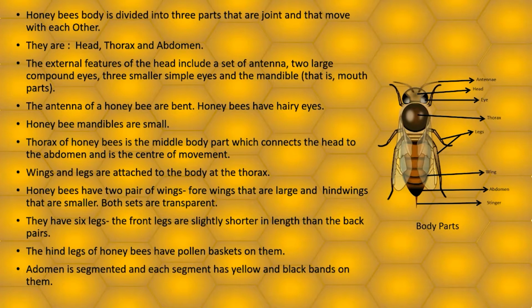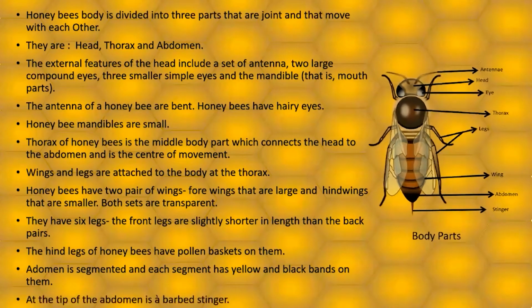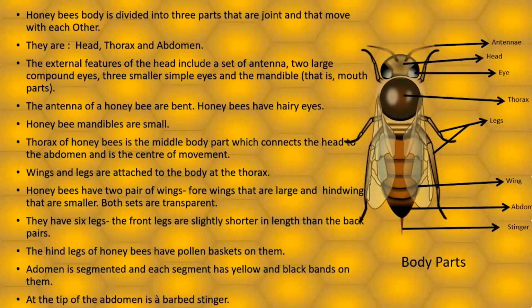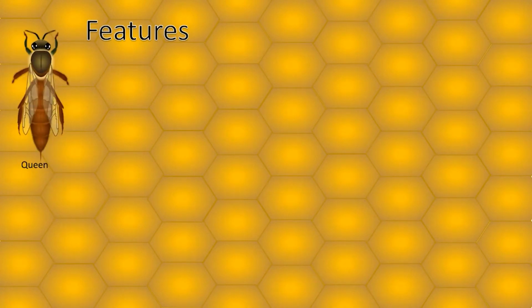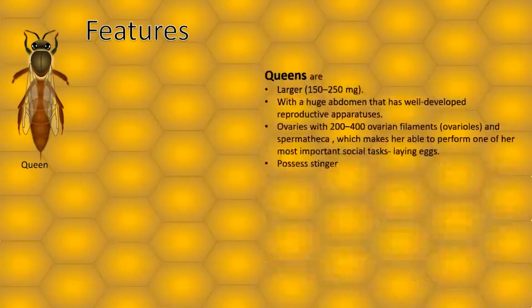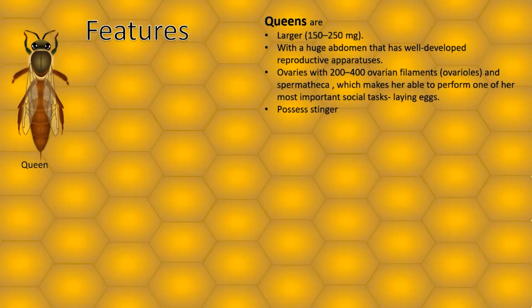The abdomen is segmented, and each segment has yellow and black bands. At the tip of the abdomen is a barbed stinger. Next, we shall move on to the features of different types of bees, commencing with queens. Queens are larger in size, ranging from 150 to 250 mg. She possesses a huge abdomen that has a well-developed reproductive apparatus: ovaries with 200 to 400 ovarian filaments and the spermatheca, which makes her able to perform one of her most important social tasks, that is egg laying.